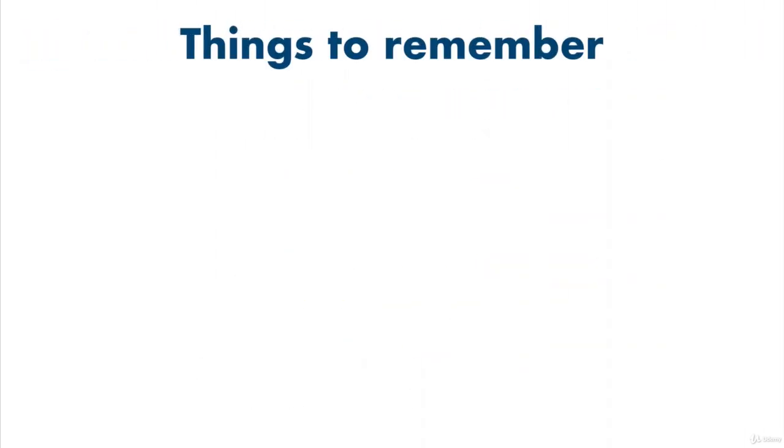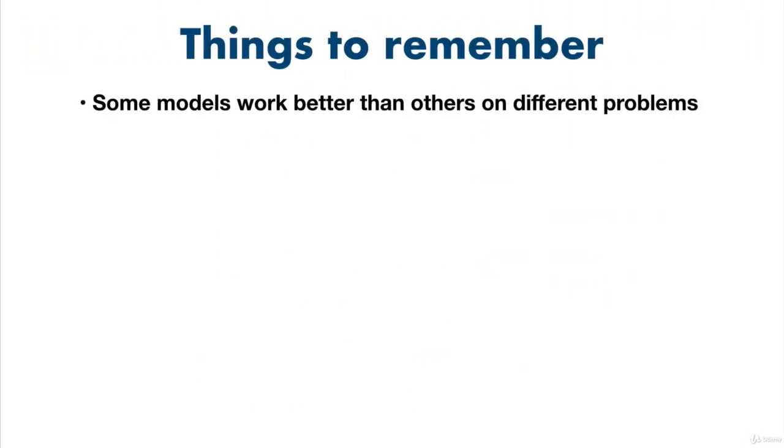The things to remember. Some models work better than others in different problems. Don't be afraid to try things. Now, this is really important. Machine learning is, as we said before, a highly iterative process. So some things that you try out may not work the first time. And that means you just neglect that thing going forward and try something else.